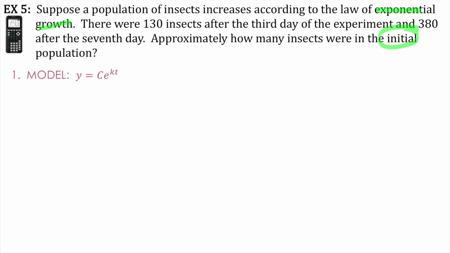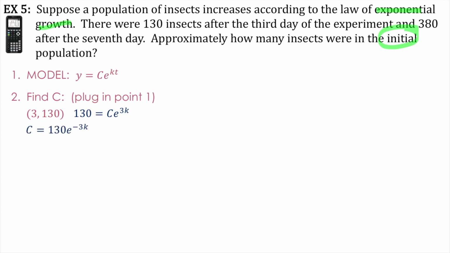So we're still using our exponential growth model. However, we need to solve for both C and k this time. So at 3 days, there were 130 insects. So we'll get 130 equals Ce to the 3k. All right, so we'll solve for C, and it's going to be in terms of k still, but that's okay, no big deal. Hold on to that for a second, and let's plug in point 2 using that C.